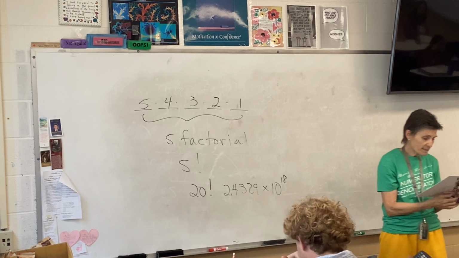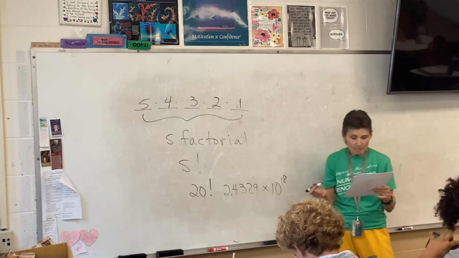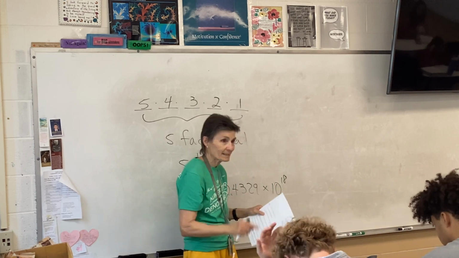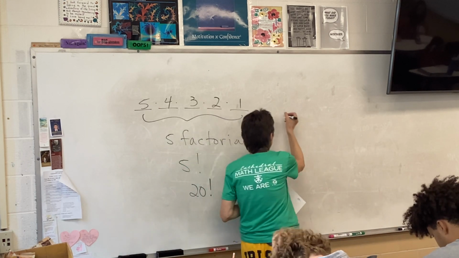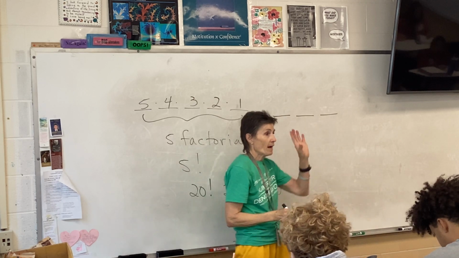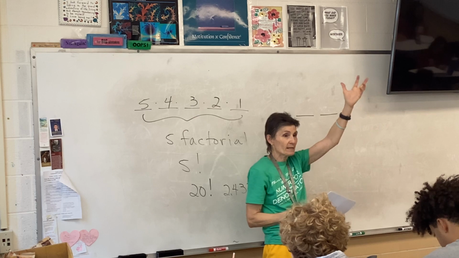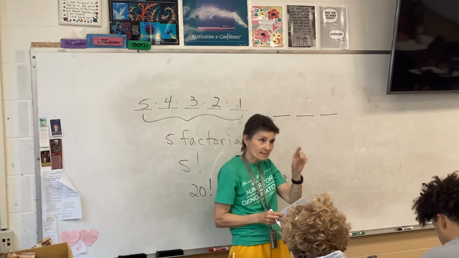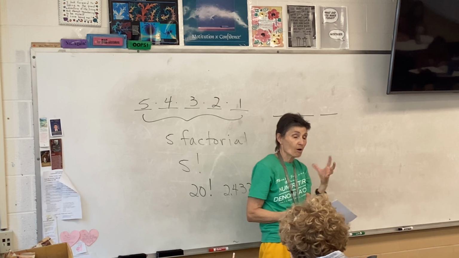How many ways can prizes be awarded for first, second, and third place in a race with 10 contestants? All right, first, second, third. I've got 10 random people out there running this race. How many possibilities are there for first place?